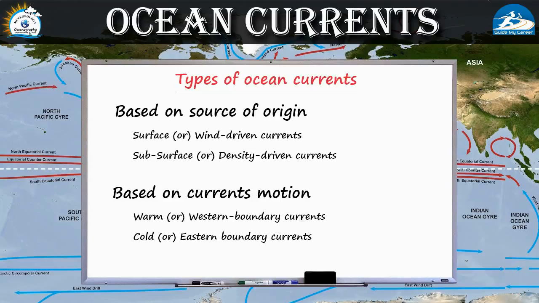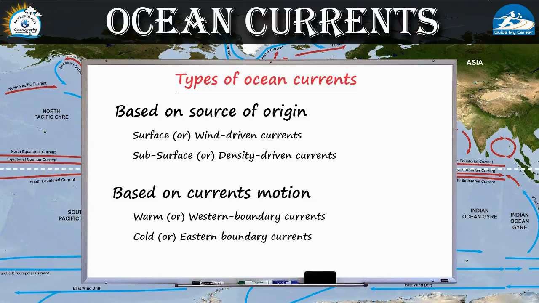These are warm and cold. Warm current is nothing but the current which originates in a warmer region like the equator and moves towards the colder region like a pole. Similarly, cold currents form in colder regions like a pole and move towards the warmer regions like the equator. Right?